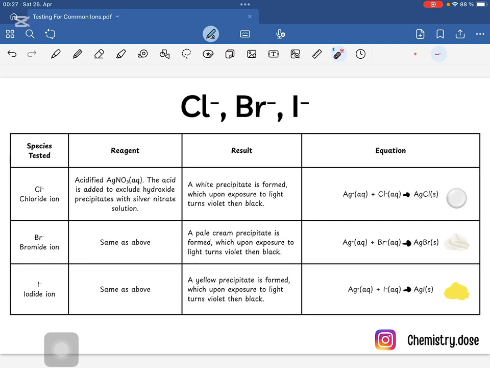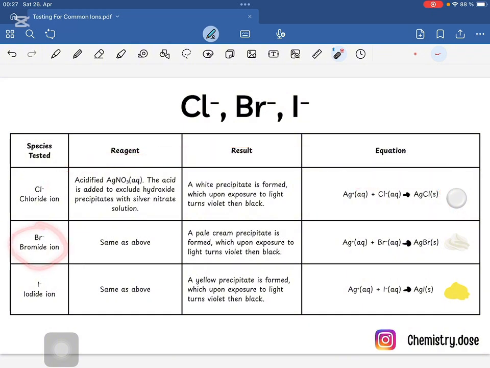So we acidify the AgNO3 to make sure that there is no OH- present in the solution, in order to remove the OH-, and so that no precipitate is formed with the hydroxide ion, OH-, and Ag+. So for the Cl-, we're going to observe a white precipitate that's formed, which upon exposure to light turns white then black. So for Cl- with silver nitrate, we will have a white precipitate, and this is the reaction.